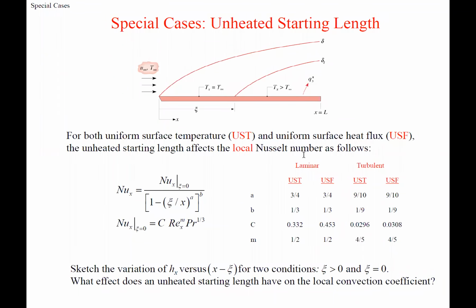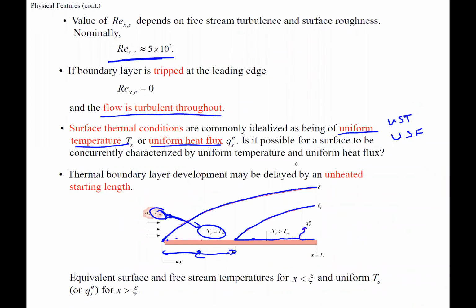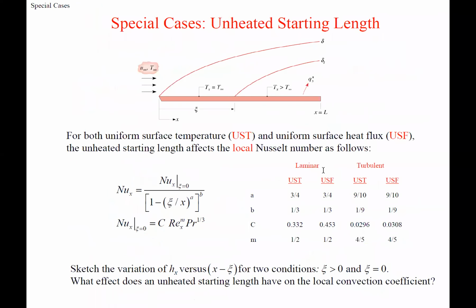All right, special case, like I mentioned in the first slide, is if we have the unheated starting length, like we had right here, right? There's no temperature difference from here to here, and the temperature difference starts here. So that means we have this unheated starting length. Okay, so what do we do in that case? And that's what's being shown here. So this is what we do to get that, okay?